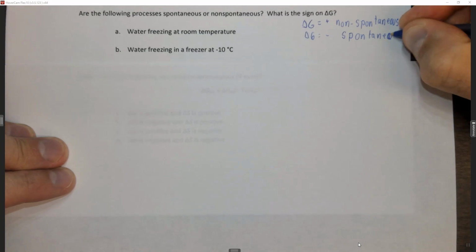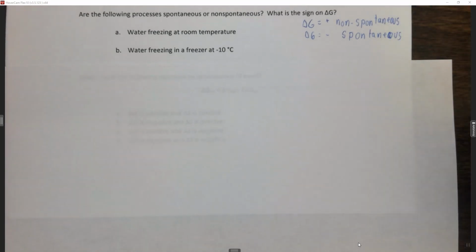And if the delta G is a negative value, then the reaction is going to be spontaneous. And in a subsequent question, we'll take a look at the conditions at which delta G is positive or negative based on the delta H and the delta S. Actually, that's the next question. So what we're looking at here is just from our own common knowledge.